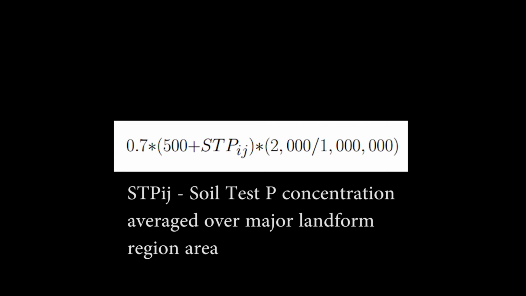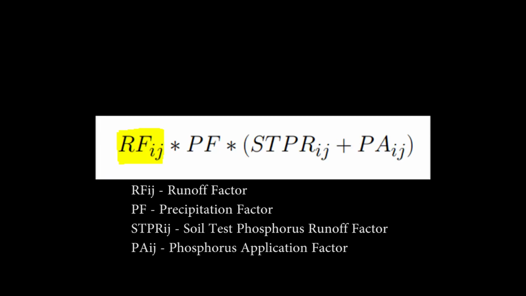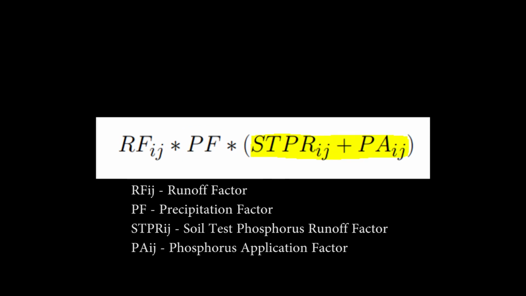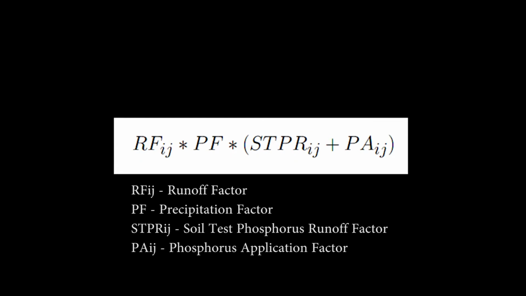The runoff component, measuring delivery with runoff, is broken down as RF_ij × PF × (STPR_ij + PA_ij), where RF_ij is the runoff factor, PF is the precipitation factor, STPR_ij is the soil test phosphorus runoff factor, and PA_ij is the phosphorus application factor.